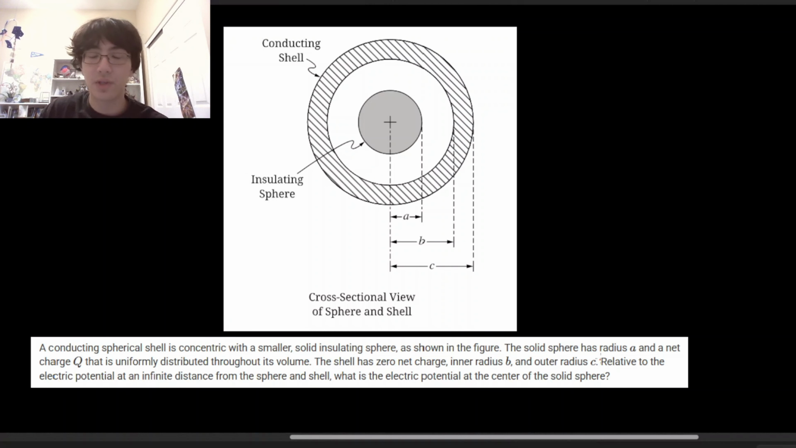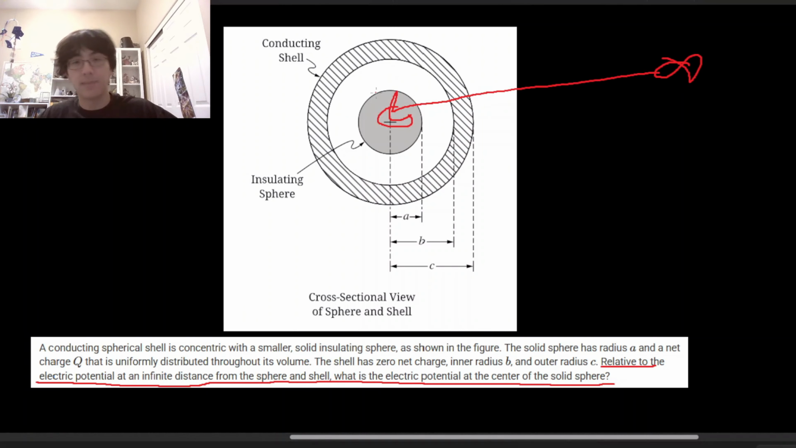Okay, so they gave us this system here with a conducting shell around an insulating sphere and just a little gap of white space. And it says relative to the electric potential at infinity, what is the electric potential at the center of the solid sphere? So it's asking us for the potential from infinity to the center of the sphere.